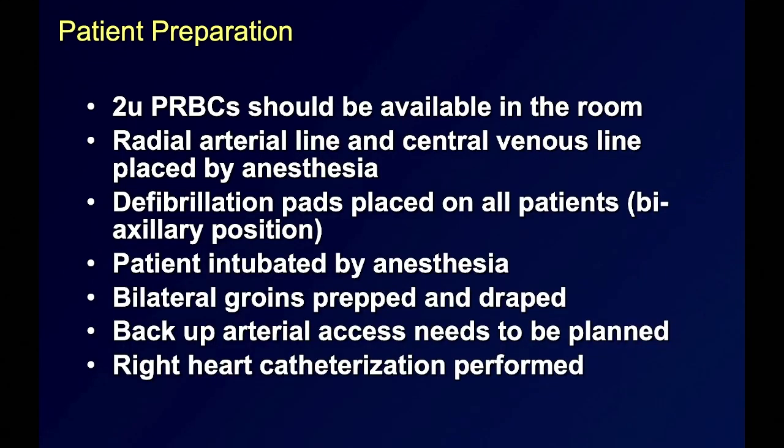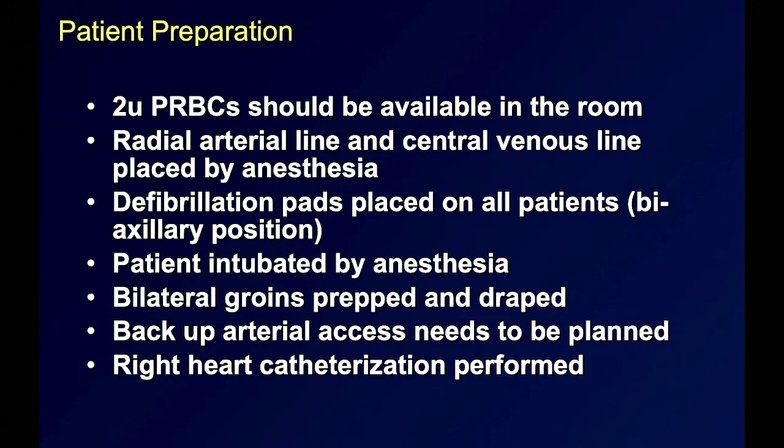So how do you prepare your lab? Make sure 2 units of PRBCs are available in the room. We don't start our case unless the blood is in the room. Actually, we are not allowed to start. We just sit around and wait for the blood to come before we stick the groin. Radial artery line and central venous line are placed by anesthesia. Defibrillation patches should be placed on all patients, and the patient is intubated by anesthesia. Bilateral groins are prepped and draped, and the backup arterial access needs to be planned. If you cannot advance the sheath from the right groin, you need to have another, the left groin or a carotid, whatever your bailout.